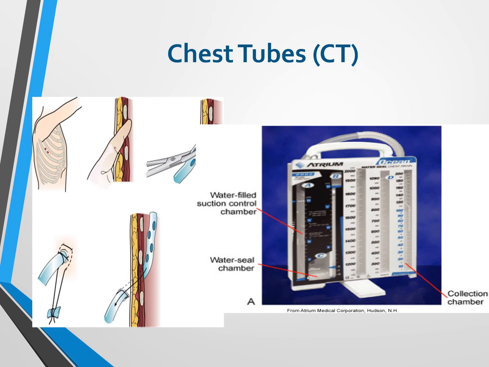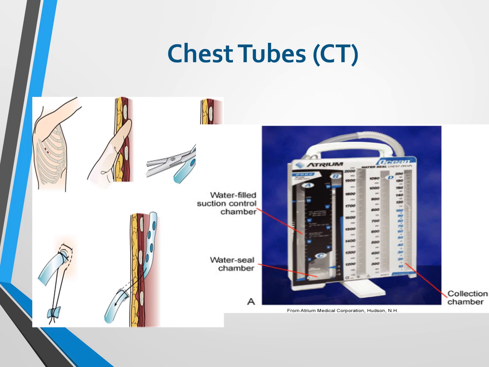They're approximately 20 inches long and vary in size from 12 to 40 French. The size inserted is determined by the patient's condition. Larger tubes like 36 to 40 French are used to drain blood. Medium 24 to 36 French are used to drain fluid, and small 12 to 24 French tubes are used to drain air. There are two types of suction control, water and dry.